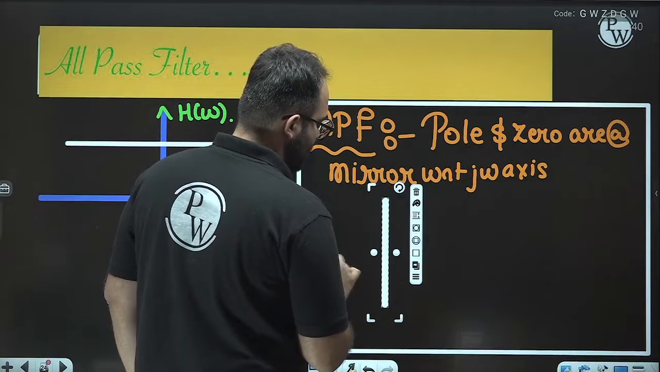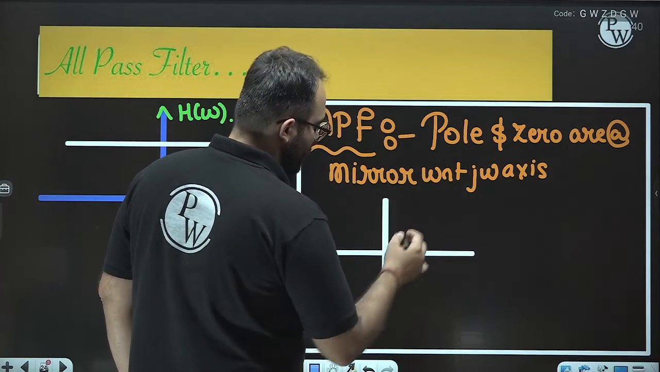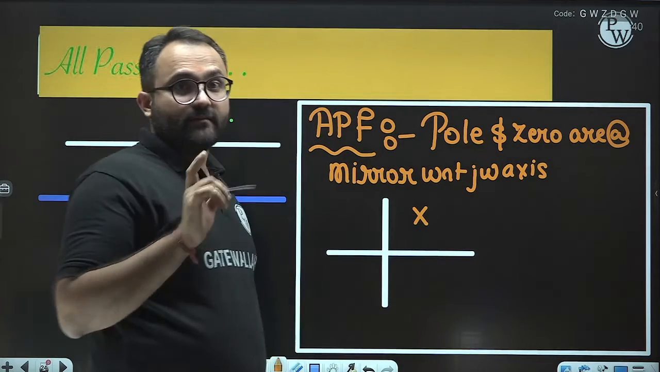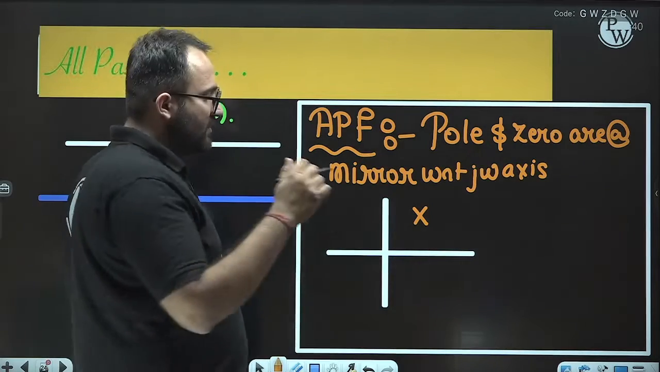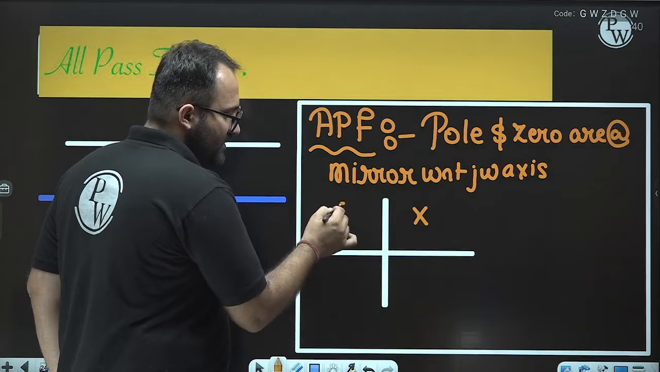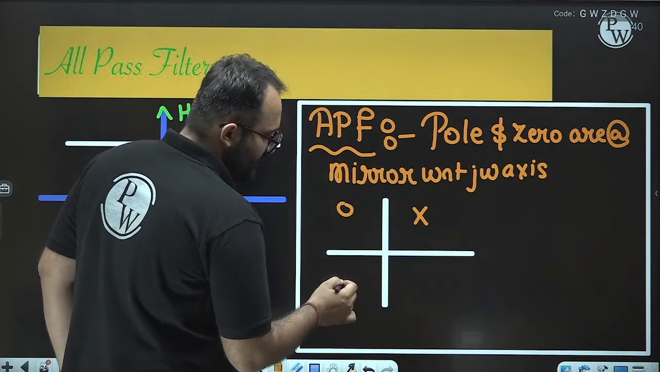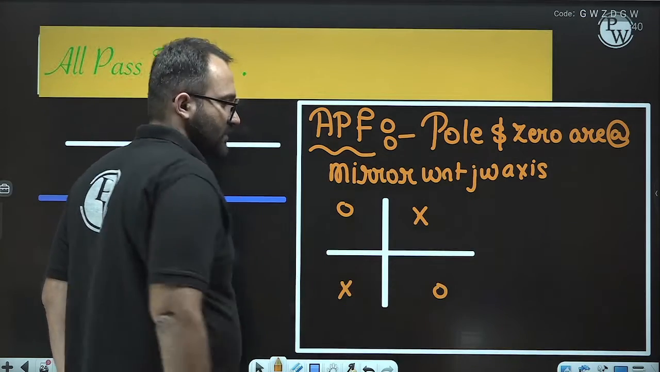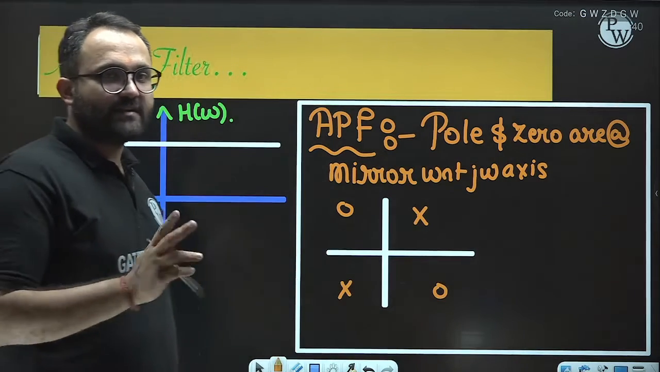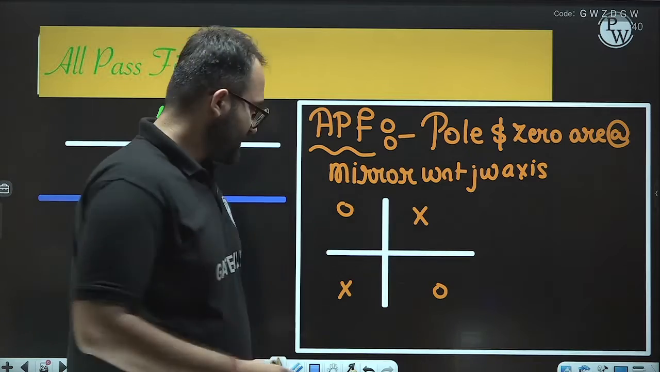So suppose we have a pole here. Then if the system is all pass filter, the zero has to be at the mirror image. Mirror image means this location. If the pole is at this location, then the zero has to be at this location. So poles and zeros are at the mirror image with respect to the j omega axis.